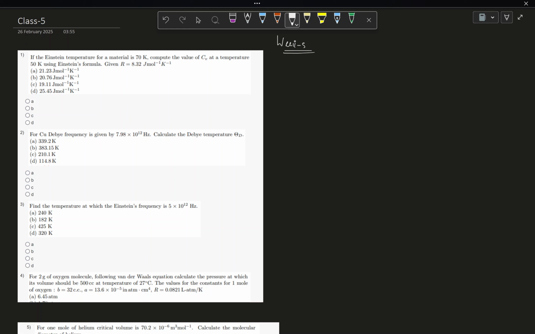Now you have information about the behavior of real gases and how they differ from ideal gases, and something related to that, but mostly the maximum problems are given from the specific heat context only.